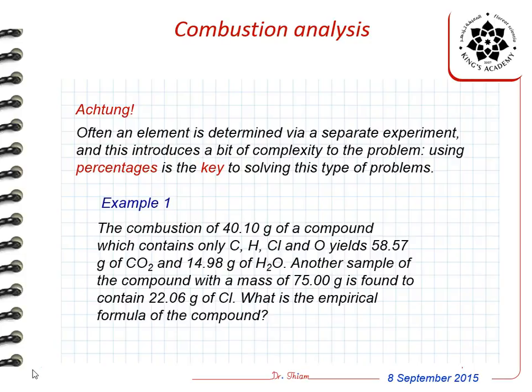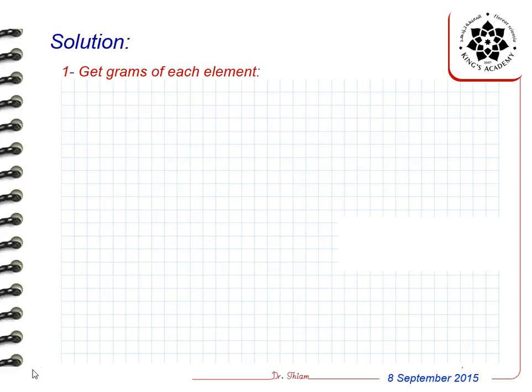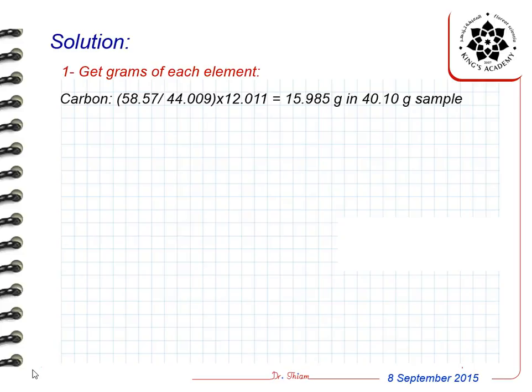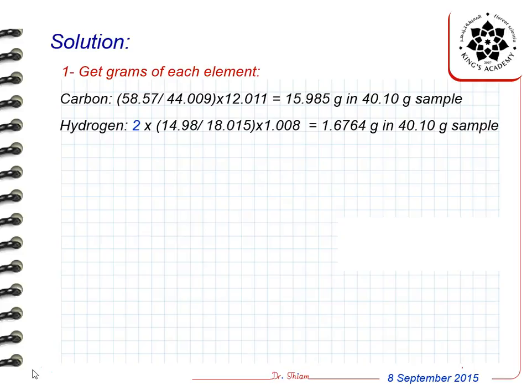Let's say we have this problem here. Scary, huh? All right, let's get to it. First, we get the grams of each element. There, you have it. I hope there are no surprises there. Hydrogen, look at that 2 written in blue. Do you know why? You got it. The number of moles of hydrogen is twice the number of moles of water.